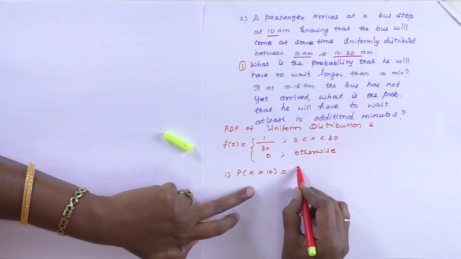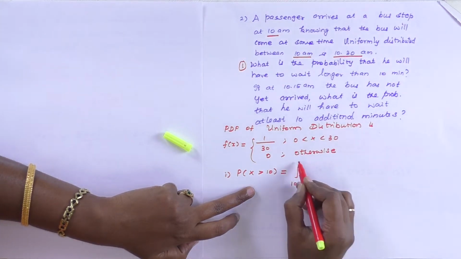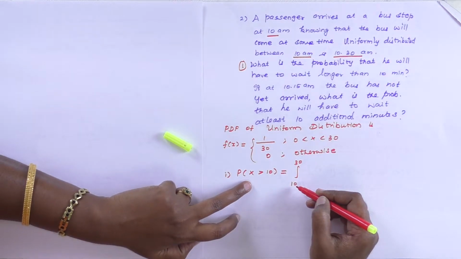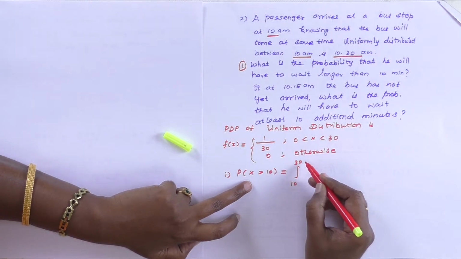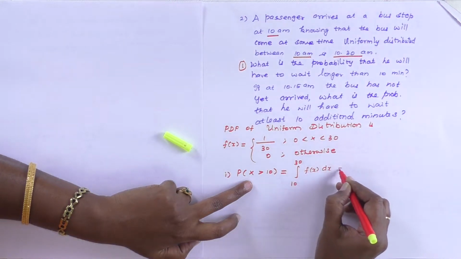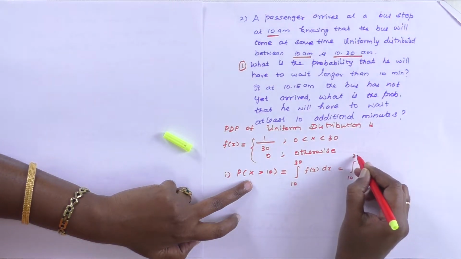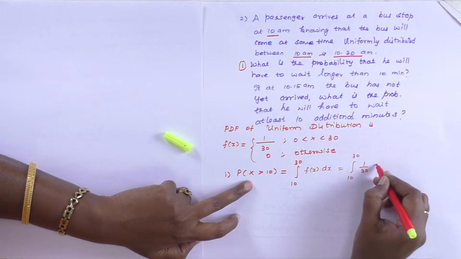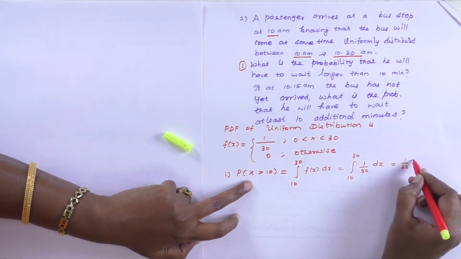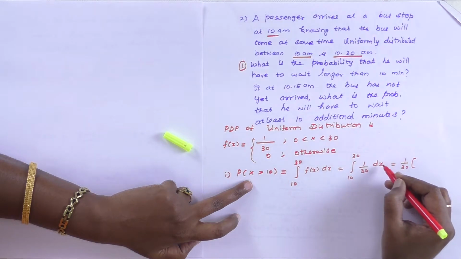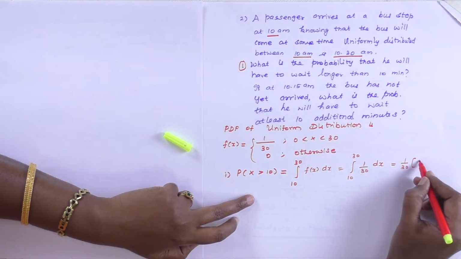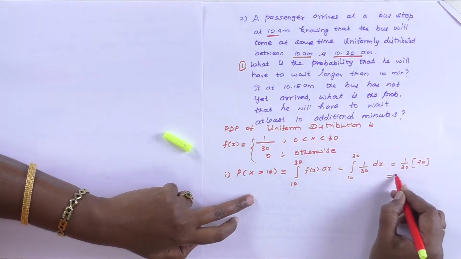Greater than 10 means the limit varies from 10 to 30. Minimum limit is 10, upper limit is 30. The integral of f of x dx from 10 to 30, where your function is 1 by 30 into dx. The integration of dx is x. Substituting the upper limit minus lower limit, we get 20. Our answer is 2 by 3.